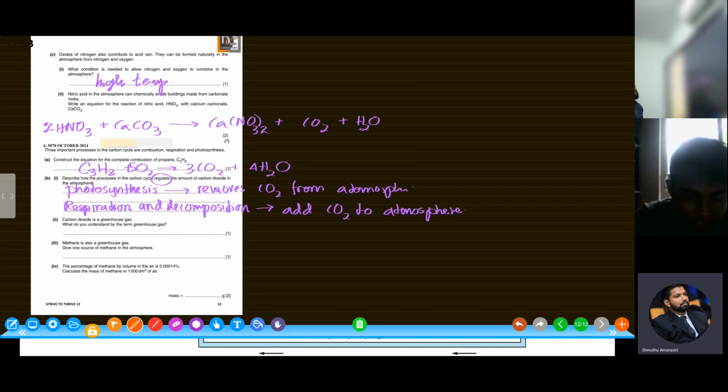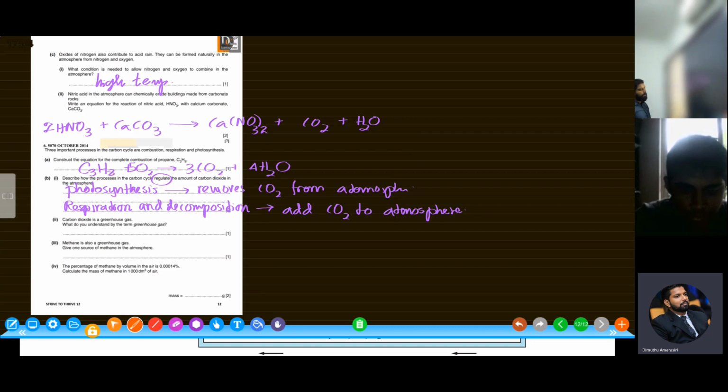What do you understand by the term greenhouse gas? A greenhouse gas can absorb and re-emit IR radiation, absorb and re-radiate IR radiation. Give one source of methane to the atmosphere, now you can write many.